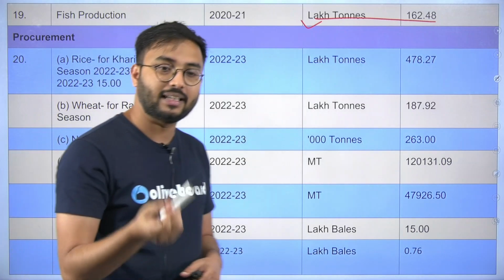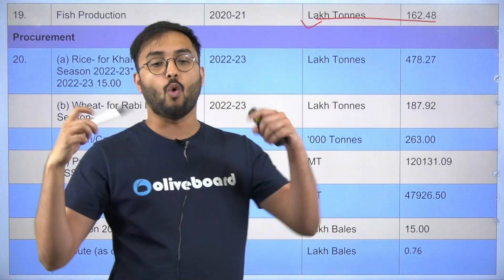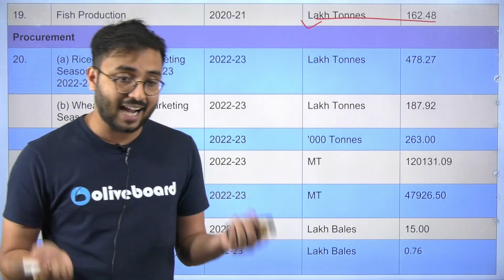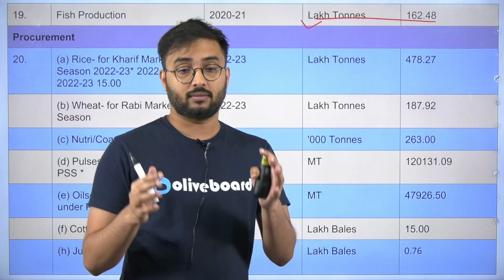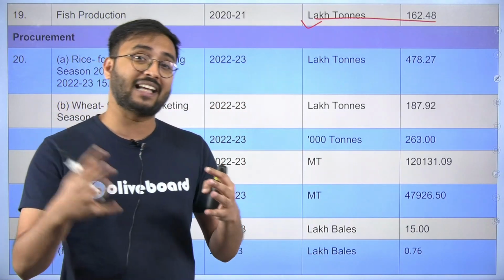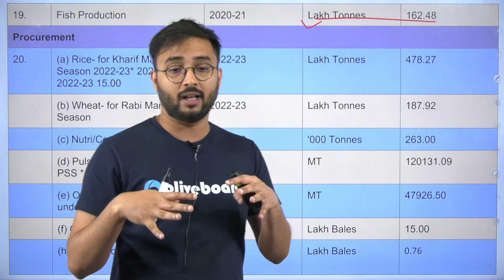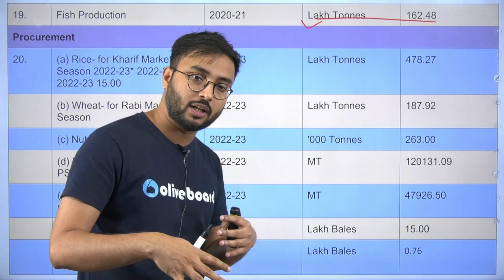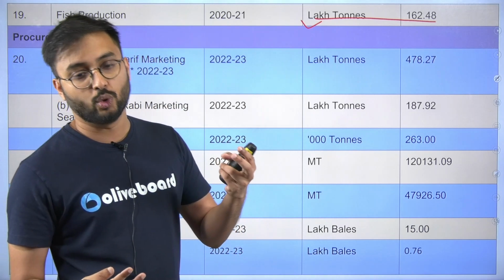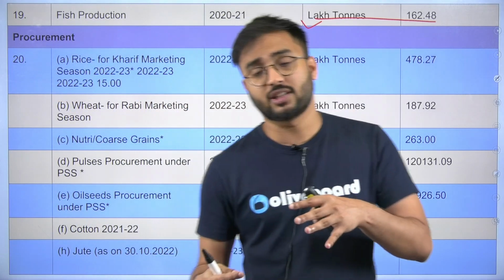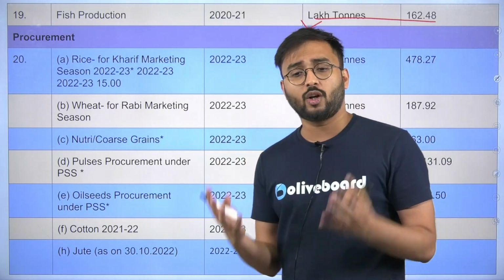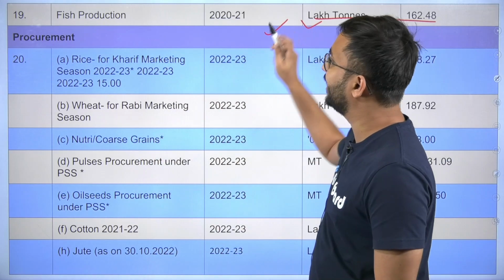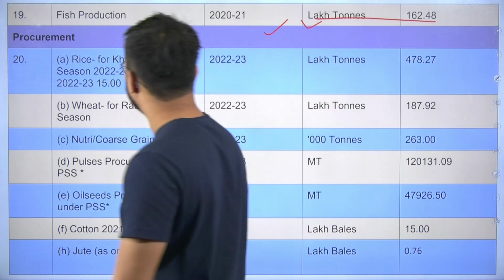Then fish production is 162.48 lakh tons, which is of course lesser, considering that India is a peninsular country open from both sides to the oceans and with a great riverine system developed inland, where India has peninsular rivers and also Himalayan river systems. Considering all these, whatever this production is, it is much lesser as compared to other countries.